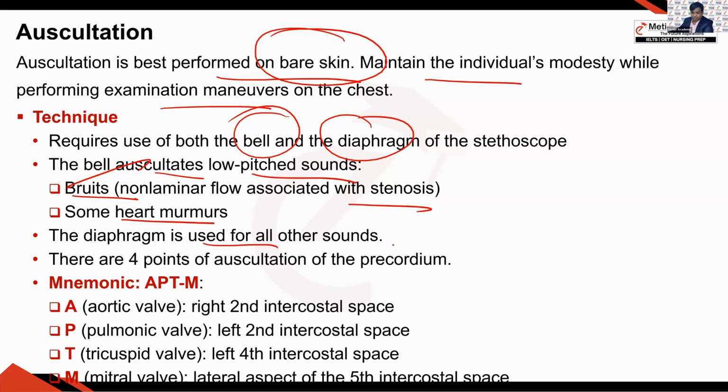Diaphragm is used for any other sounds. For auscultation, usually they use the diaphragm. The bell is specially used for murmurs. So MCQ: whenever you find MCQs, you have to be very clear. This also will be in the MCQs.